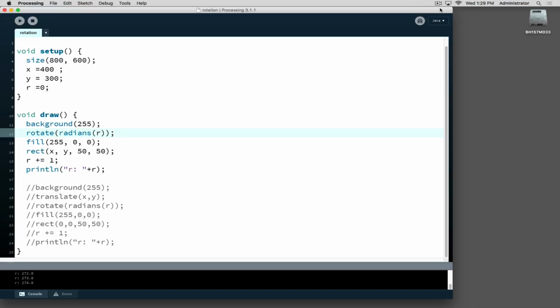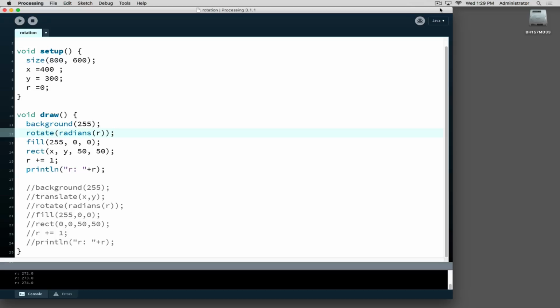With degrees, we have 360 degrees to travel around a circle. With radians, we have 2 pi radians, or approximately 6.28 radians, to travel around a circle, because pi is approximately 3.14, so we times that by 2. 2 pi is how many radians it takes to go around a circle, or 360 degrees.